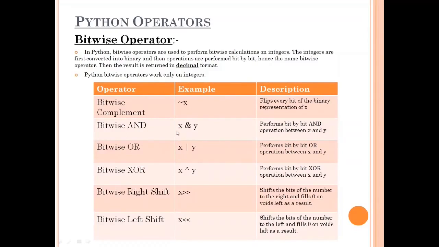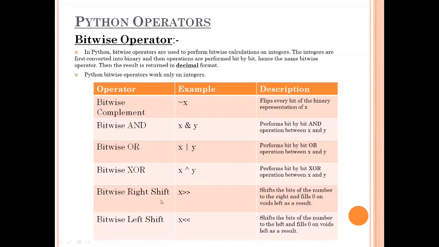Similarly, the bitwise AND operator performs bit by bit AND operation between the two operands x and y. So the two operands are first converted to their respective binary form and then a bit by bit AND operation is performed between each bit of those two binary numbers, and then the result which is obtained in binary is returned in the decimal format. Similarly, the bitwise OR operator performs a bit by bit OR operation. Bitwise XOR performs bit by bit XOR operation.